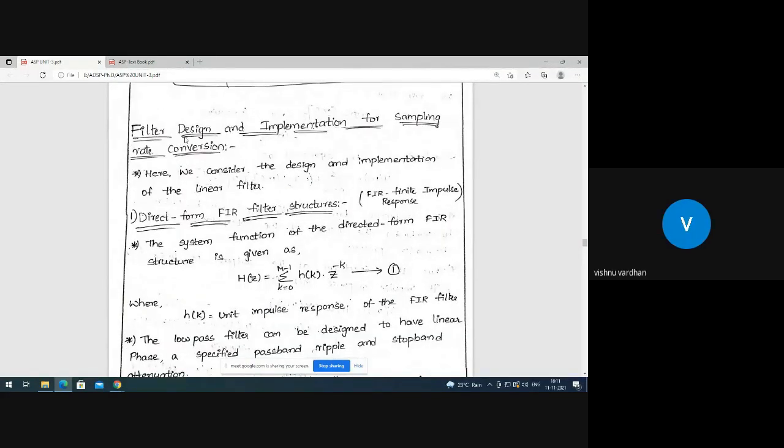So the last one is filter design and implementation for sampling rate conversion. The first one is the direct form FIR filter structure. The system function of this direct form FIR filter structure is generally H of z equals sigma k equals 0 to M minus 1 of h of k z to the power minus k, where h of k is nothing but the unit impulse response of the FIR filter.